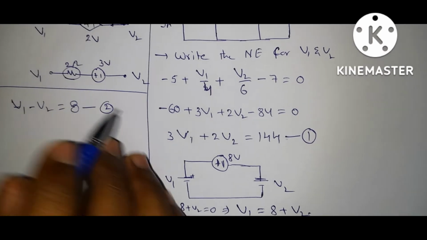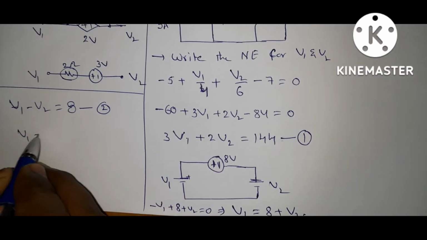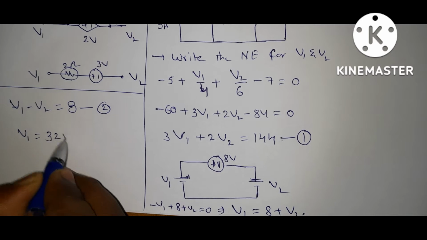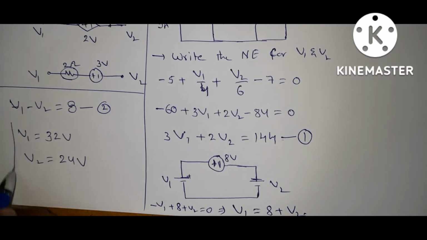This is equation 2. Solve equations 1 and 2. You will get V1 is equal to 32 volts and V2 is equal to 24 volts.